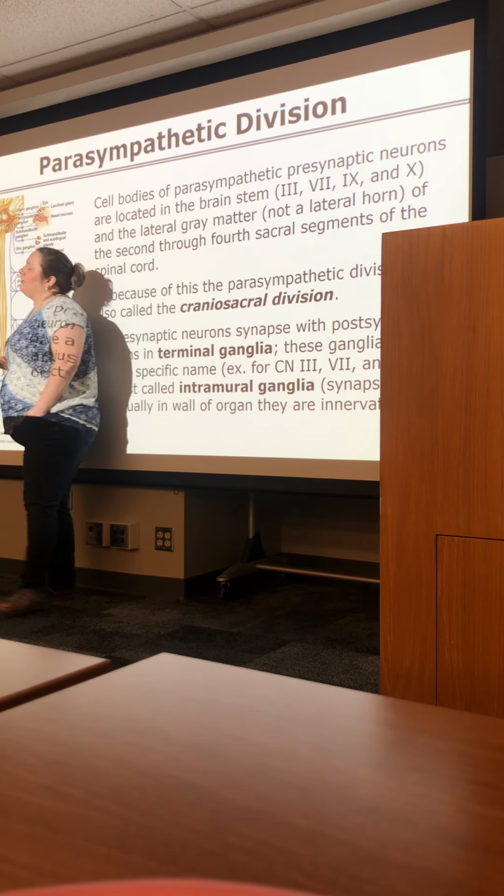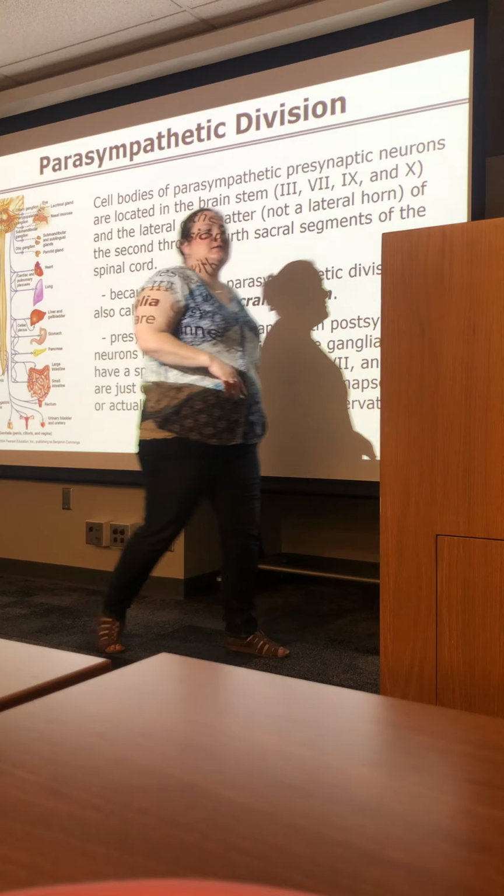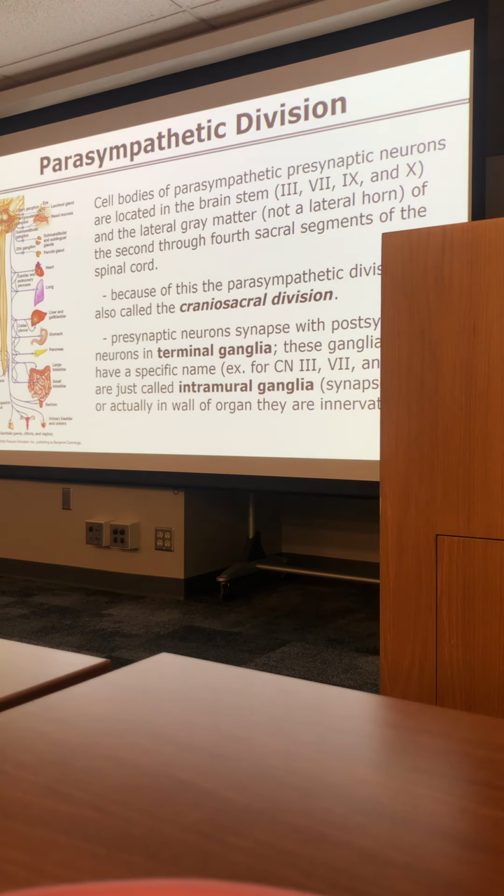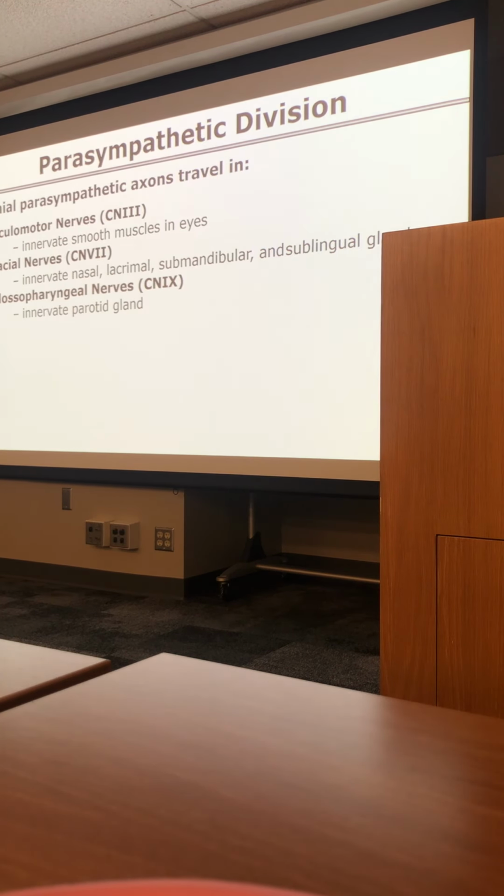Second neuron doesn't have to go very far, and where it ends up is controlling the parotid gland and going to be activating that parotid gland. Okay? That's parasympathetic. So a lot of these glands are utilized for things like digestive system. Well, that's 3, 7, and 9.